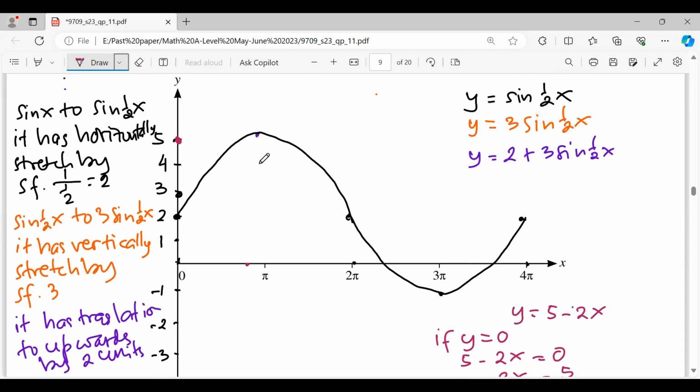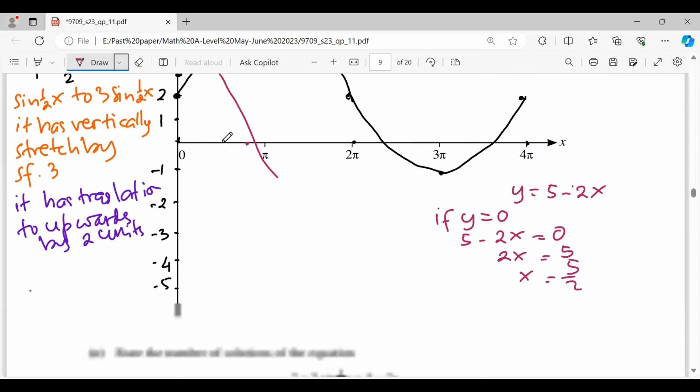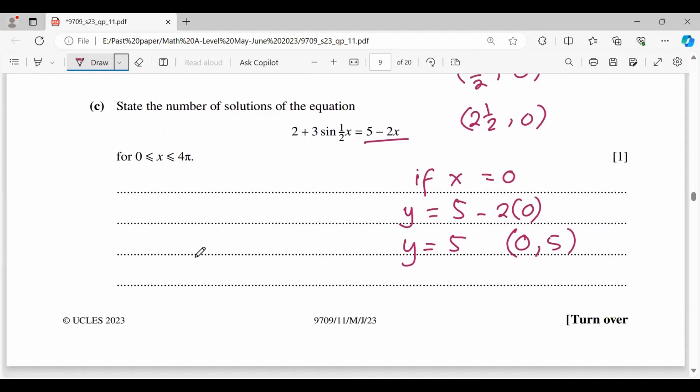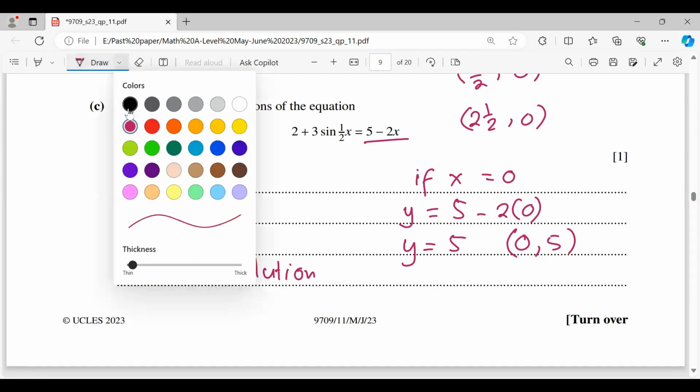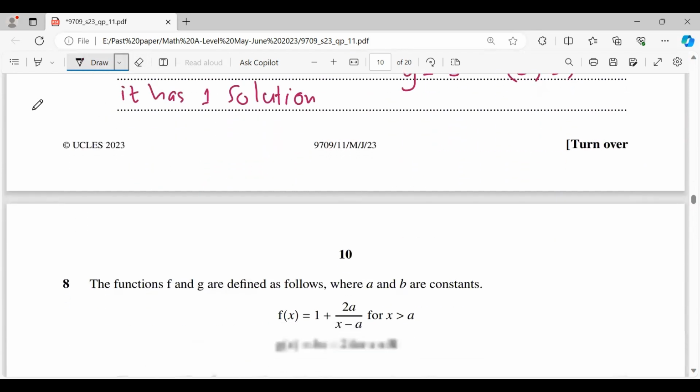After that, I'm going to sketch a straight line. Okay, and look, there is one intersection here. It means it has one solution, because we only have one intercept point.